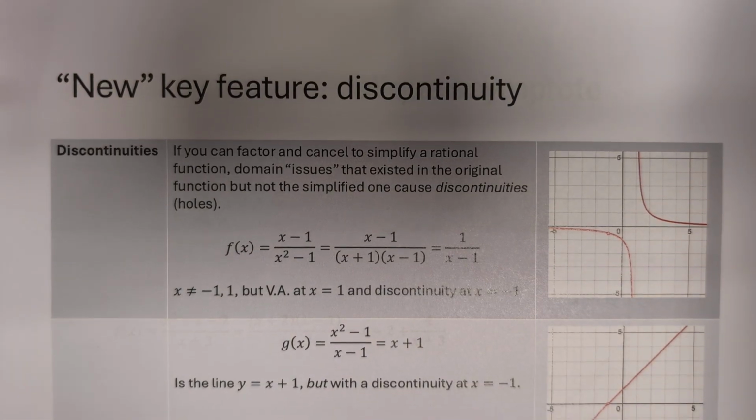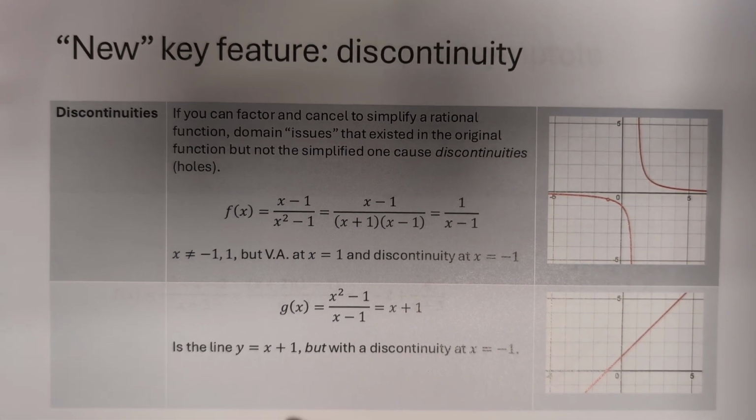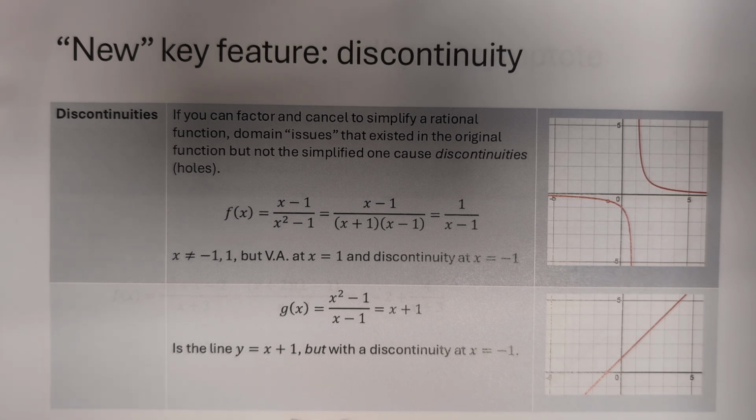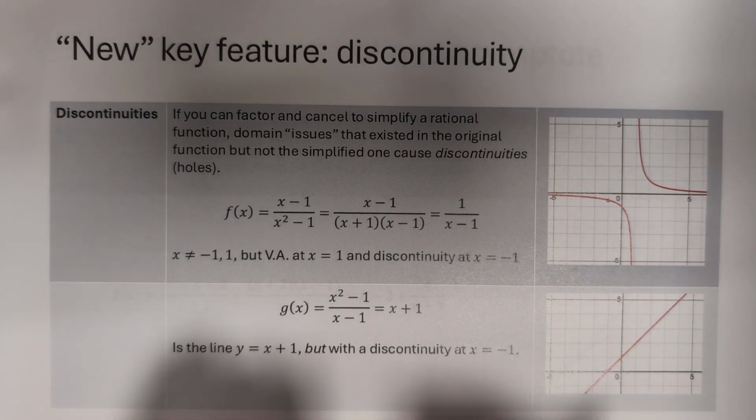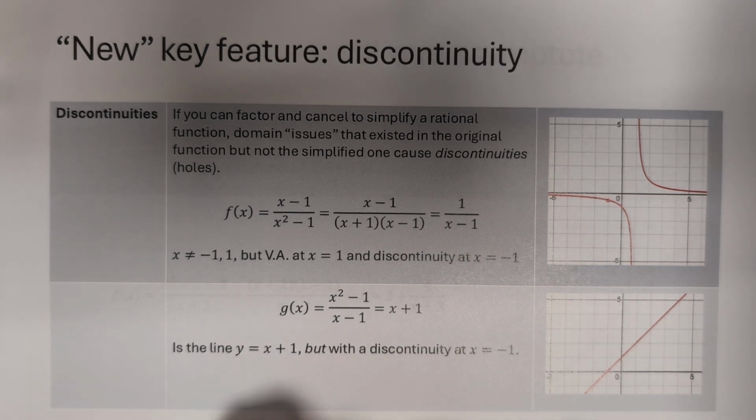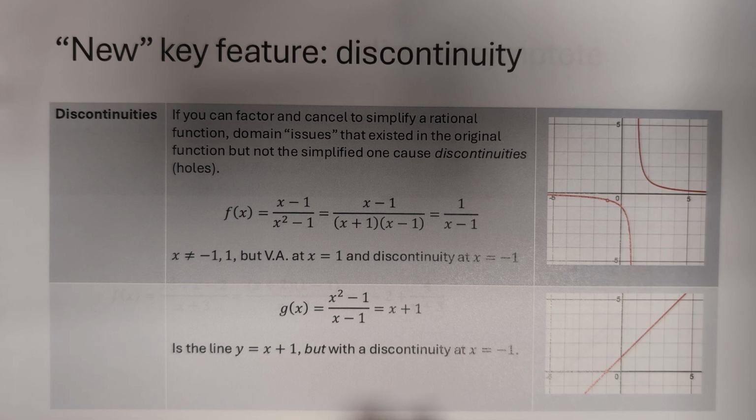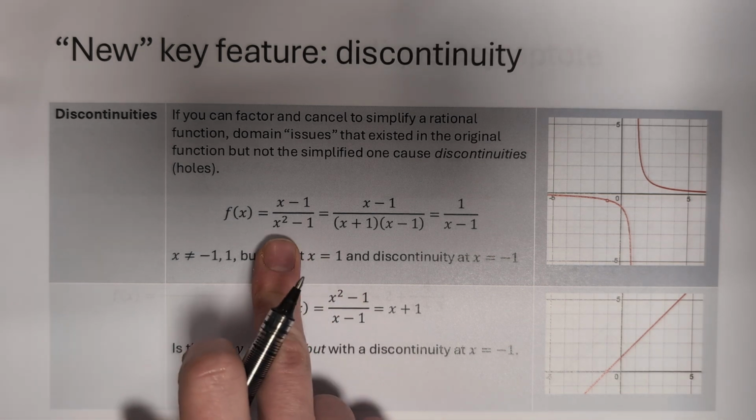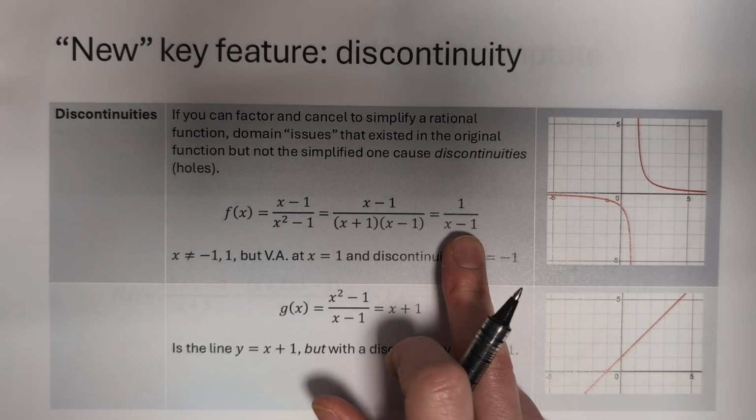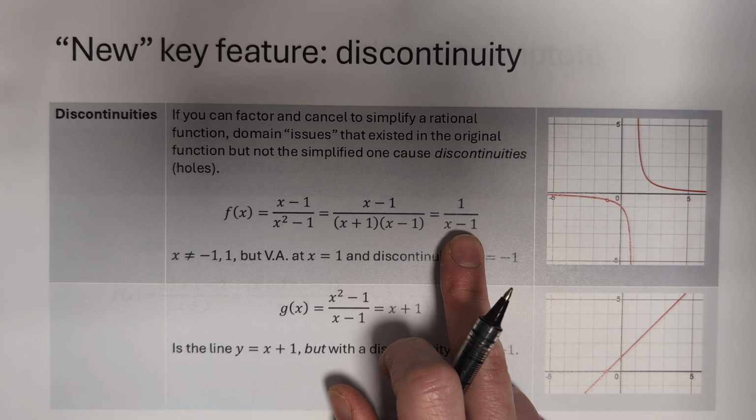So one of the new key features is discontinuity. Okay, and these are holes in the graph. They're quite hard to see on your calculator. It may not show up. Desmos doesn't do a great job. Wolfram Alpha doesn't do a great job. It is an infinitesimally small point where this function doesn't actually exist in its original form. So if you can factor and simplify these rational functions, these domain issues that existed in the original function but not in the simplified one just cause discontinuities.